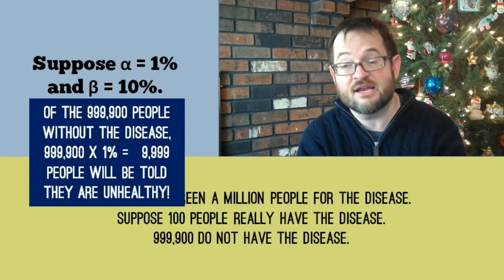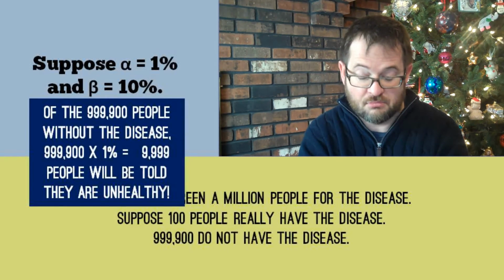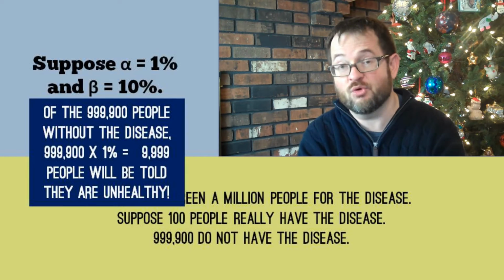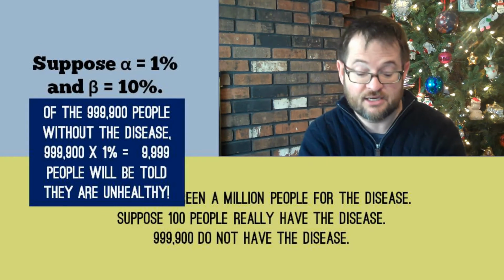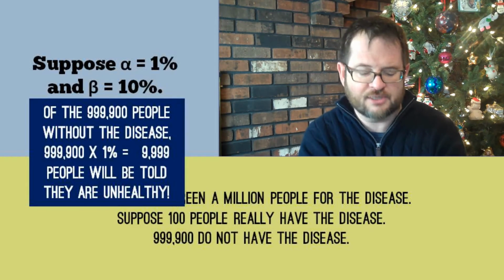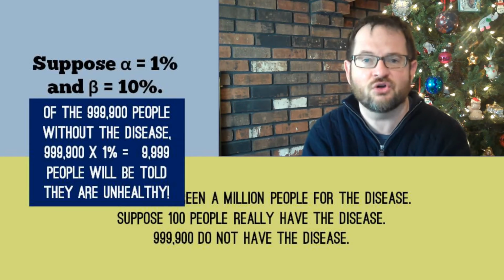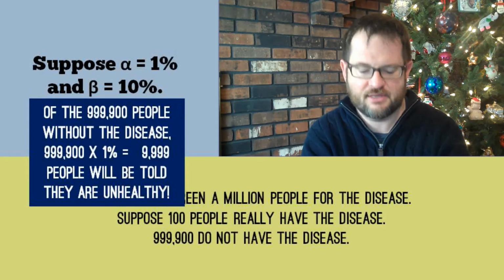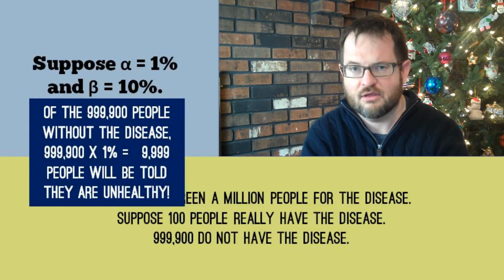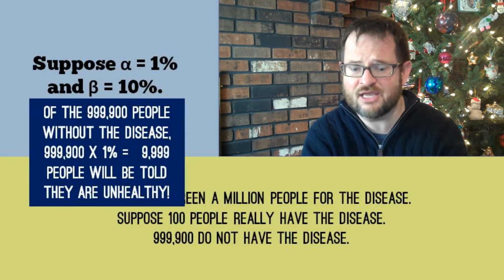Of the 999,900 people who took the test and don't have the condition, we're still going to have this probability of type 1 errors where we're telling them they're sick when they're not. 1% of the time that's going to happen because alpha is equal to 1%. Well, that works out to almost exactly 10,000 people who are going to be told they're sick when they're actually healthy. So we still have almost 10,000 people getting the wrong information.